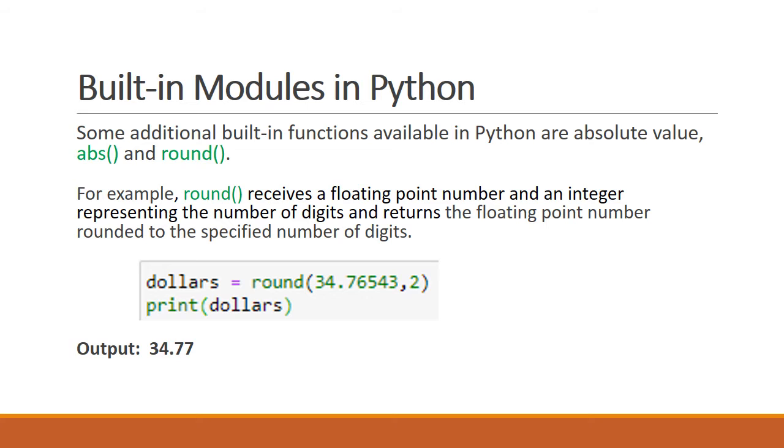The round function rounds 34.7653 to 2 decimal places and returns that floating point. That floating point we then assign to the variable x. When we print out the value of x, we see that the value is 34.77.